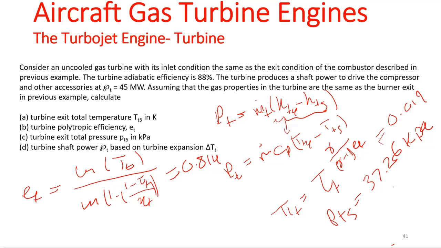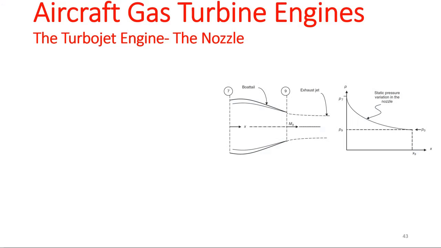And part D is asking us to find the turbine shaft power, which this part of the question is very pointless to me because we were already given the shaft power and it's the thing we used to do a lot of calculations, right? We don't need to go back and calculate it again. Okay, are there any questions here? Okay, so let's move on to nozzles.